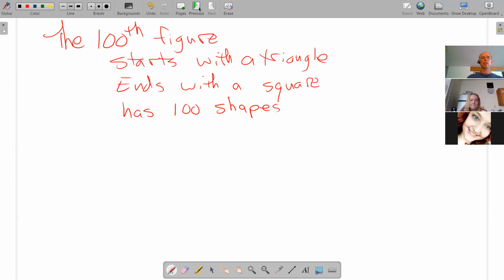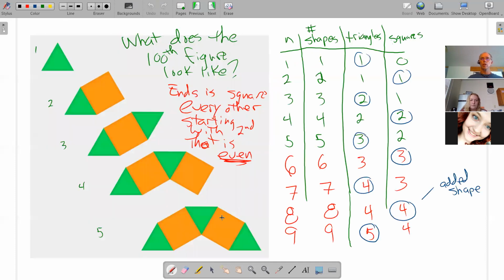Okay, let's see, can I say anything else? Can I say how many of each it had? Okay, so what's that? When it ends in a square, it's the same number of triangles and squares. Totally cool, right? So it ends in a square, we have 1 plus 1; ends in a square, 2 plus 2; ends in a square, 3 plus 3. Cool. It's also half the number of shapes, right? They have to be equal.